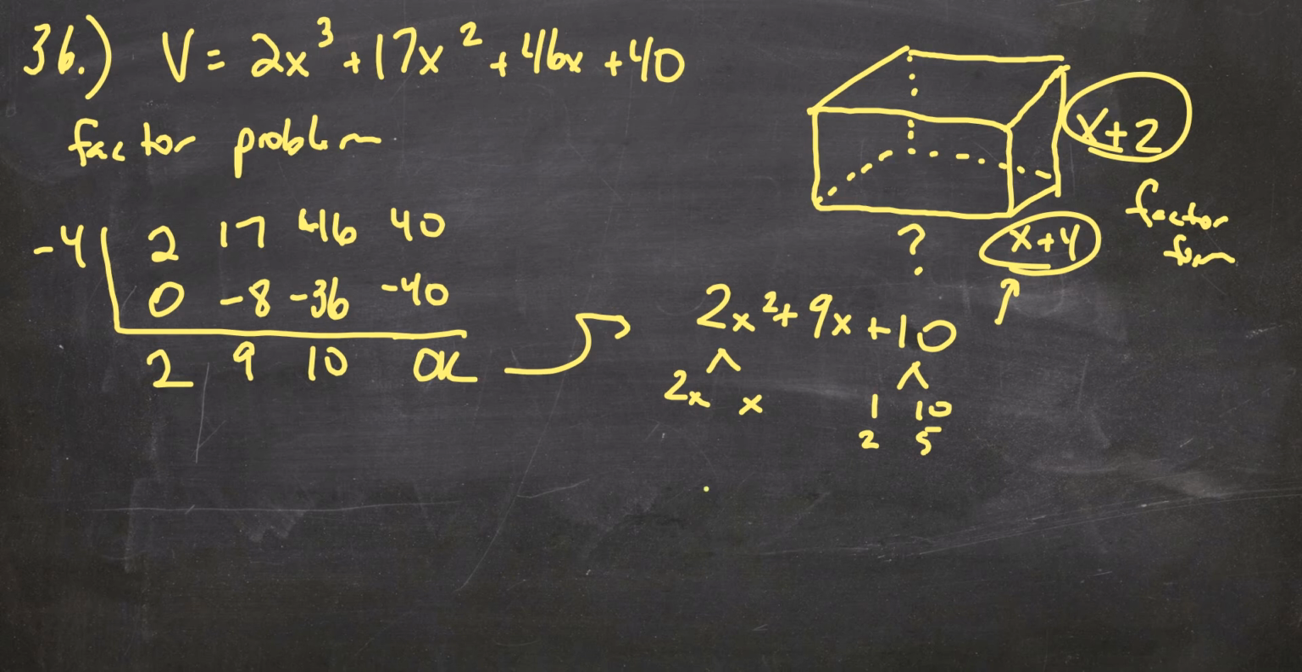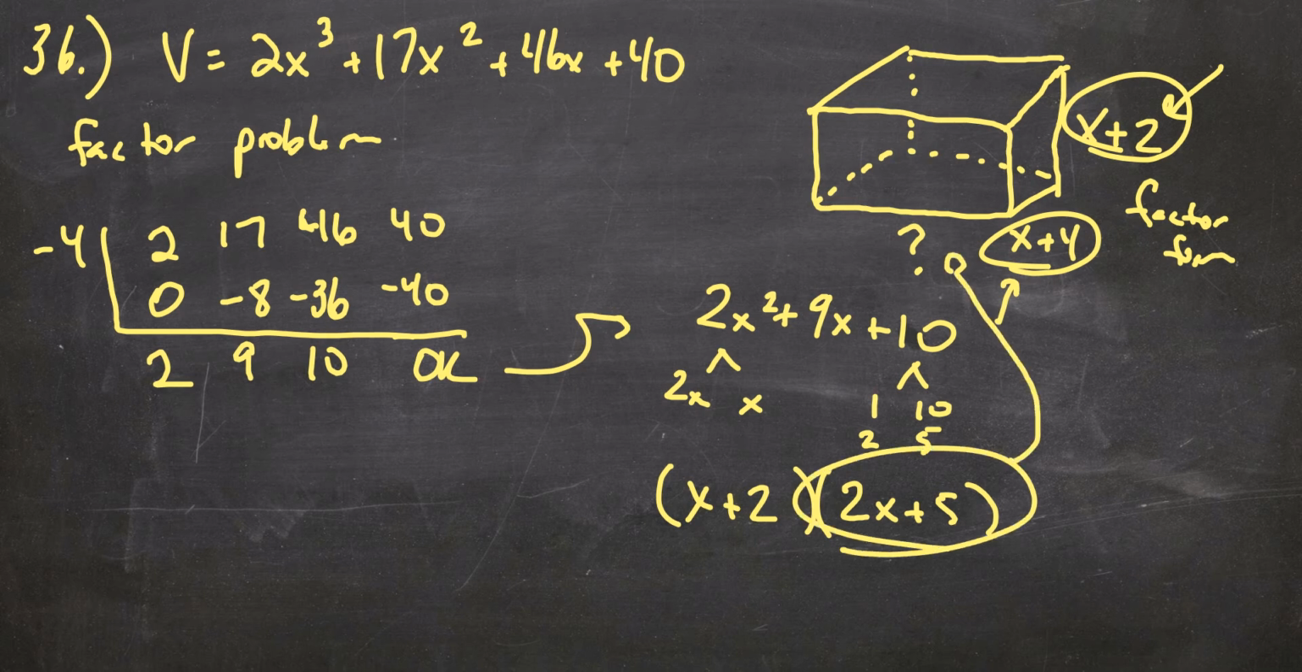And I already know it's going to be x plus 2, because this right here tells me it's going to be x plus 2. So that means the only other choice is going to be 2x plus 5. And then I check my work, I get 4x on the inside, 5x on the outside. So I know that's going to be my missing question mark.